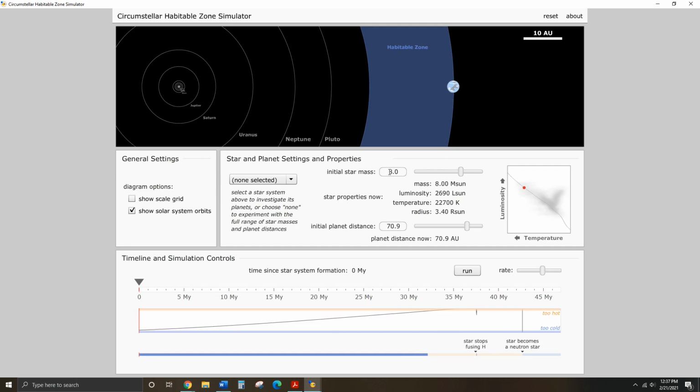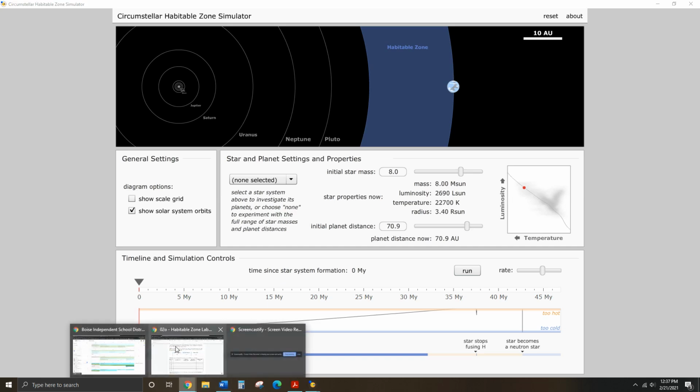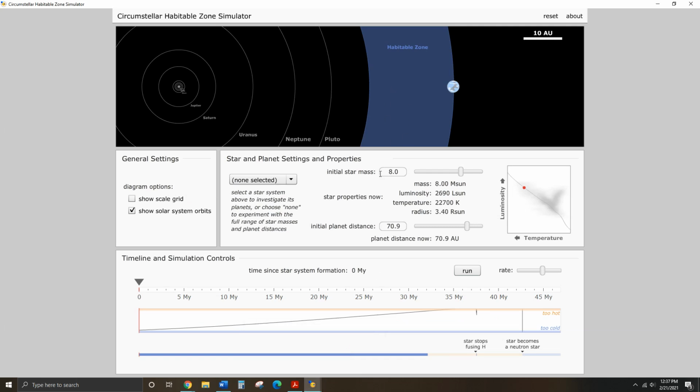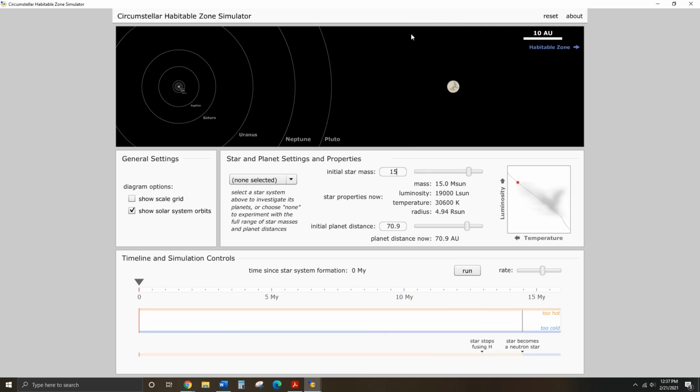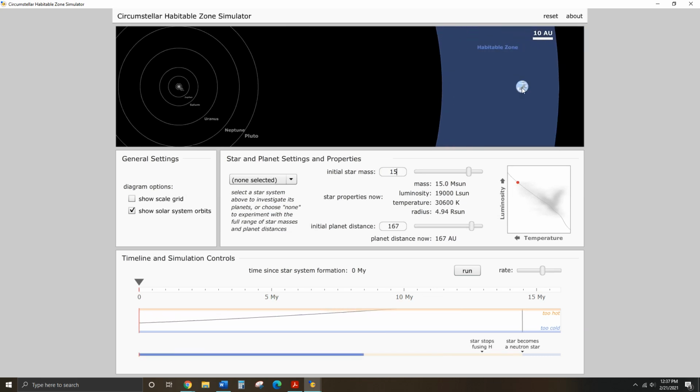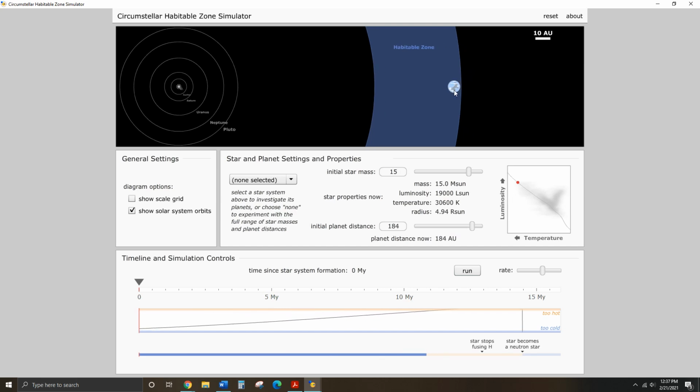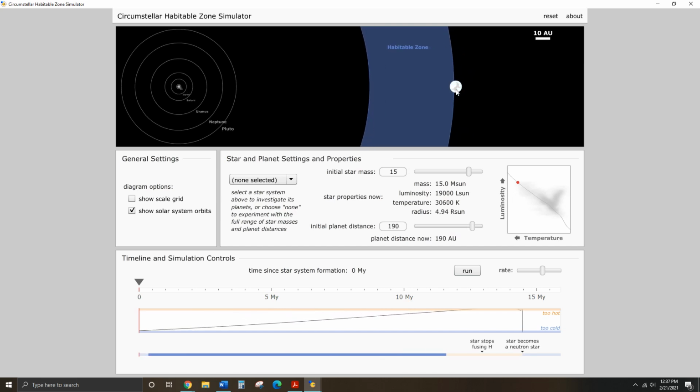Cool. And then I think the last one was what, 15? 15, all right. Ooh. All right, we're way out here now, well beyond Pluto. We're into those Kuiper Belt objects now. Inner boundary. And outer boundary.